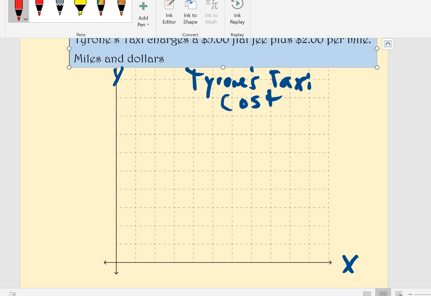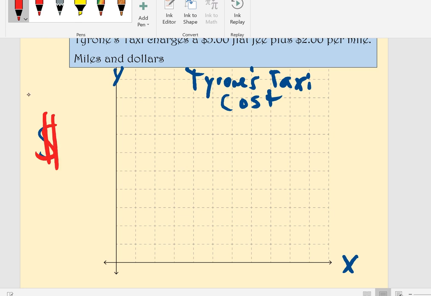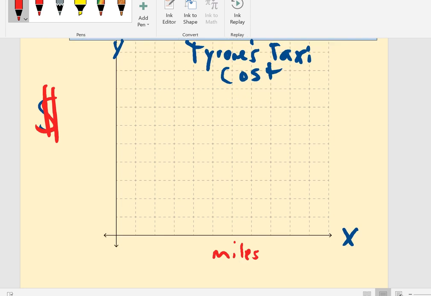So the dependent variable we're going to put up on the side over here, this is going to be the dollars. And this is going to be the number of miles that you travel. The number of dollars you spend giving to Tyrone depends upon how many miles you go.